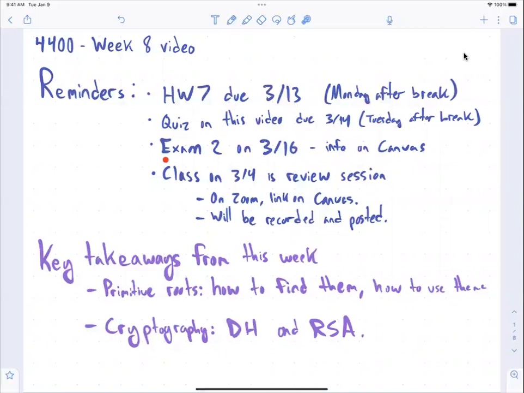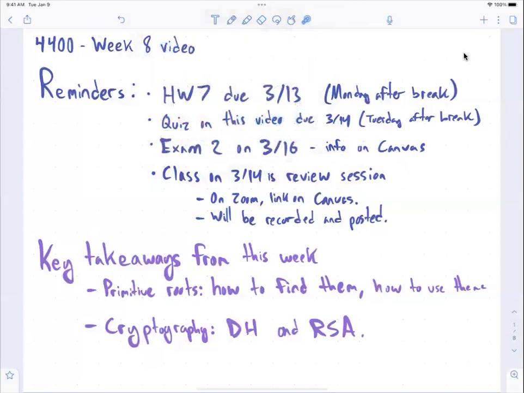Your second exam is also that week. So it's on Thursday of that week, which is March 16th. And the info about that exam is on Canvas, sort of like the template, so you can see what kind of problems will be on it. I encourage you to go over that before the review session on 3/14, so on March 14th, which is Tuesday after break.